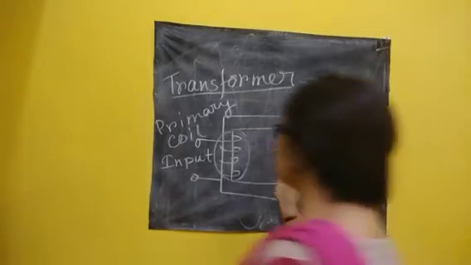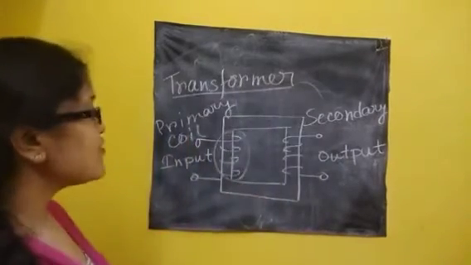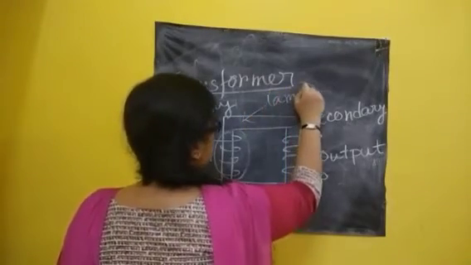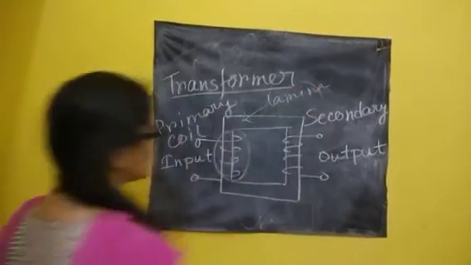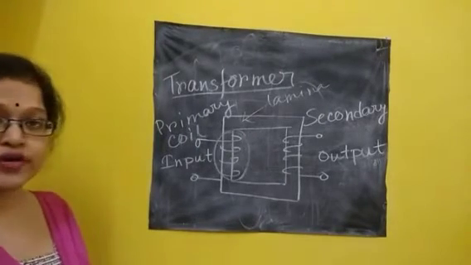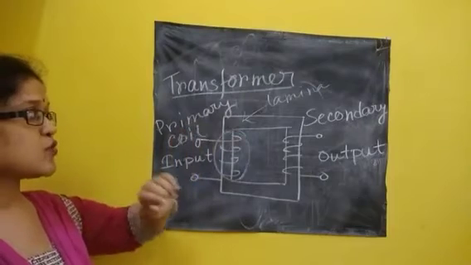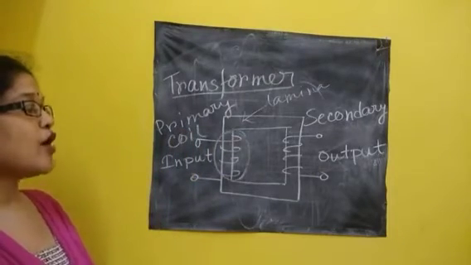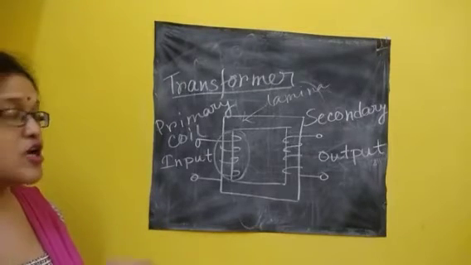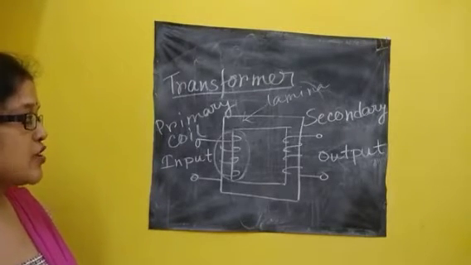And this part will be the soft laminated core. Why laminated? Why soft laminated? Because if it is not laminated, the person holding the transformer will get affected, or magnetic flux will get lost, meaning there will be a loss of magnetic flux.